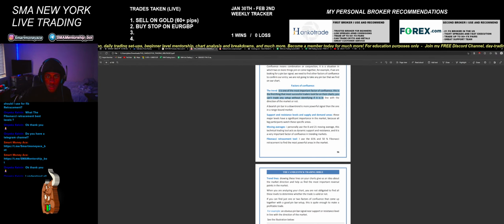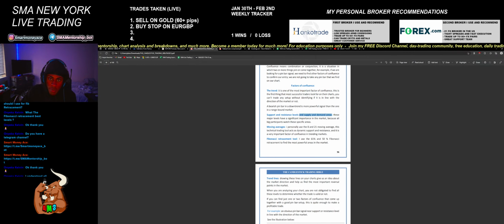So the second thing that you want to be able to identify when it comes to factors of confluence is support and resistance, key levels, and supply and demand areas. And we'll talk more about supply and demand as it is more advanced when it comes to smart money concepts. Moving on when we talk about the naked FOREX PDF. But the most basic retail concept is support and resistance. These major levels have a significant importance in the market because all big participants watch these specific areas, which is very, very true. Moving averages we're not going to focus on.